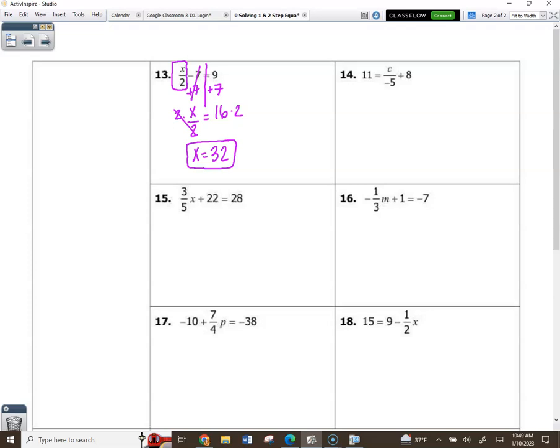Let's jump to 15. 15 is slightly different because it's not variable over a number. Now it's 3/5 then the variable. That's still the term we need by itself. We're going to block it off. So I need to move what first? I need to move the 22 by subtraction. Draw that line to help you visualize your right and your left compartments so you don't accidentally subtract 22 from the same side. You don't want to do that. All right, we've got 3/5 x equals 6.